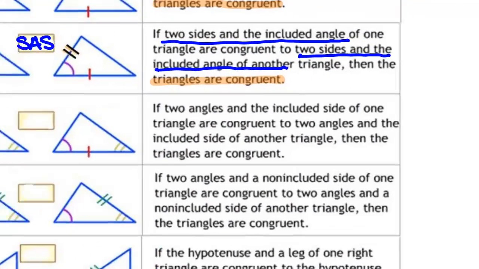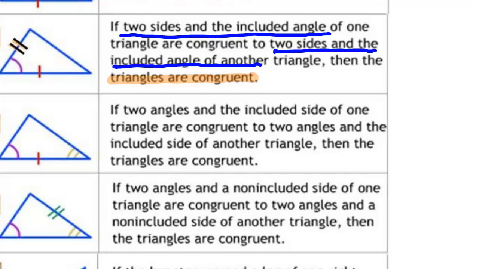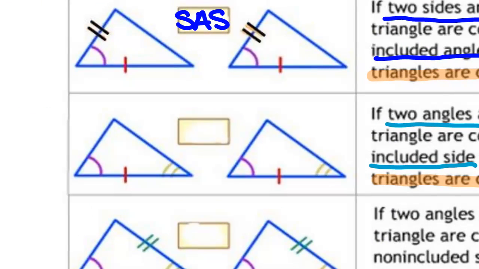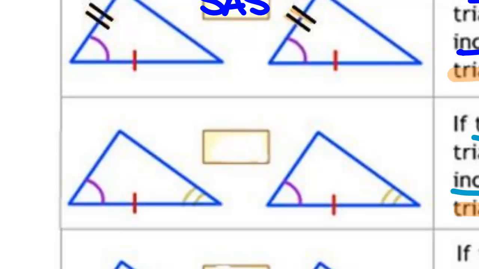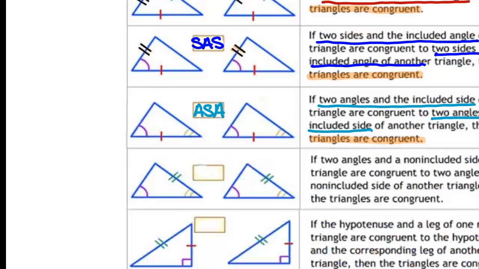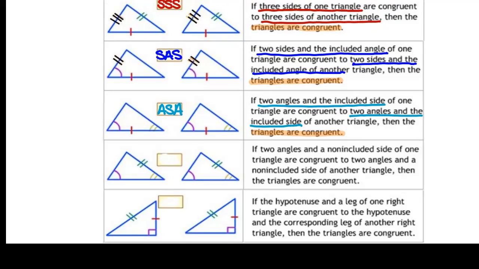All right. Third one down, now we're in the middle. If 2 angles and the included side of one triangle are congruent to 2 angles and the included side of another triangle, then the triangles are congruent. What's this one called? Angle, side, angle. ASA for angle, side, angle. Yes. You guys are knocking this one out.